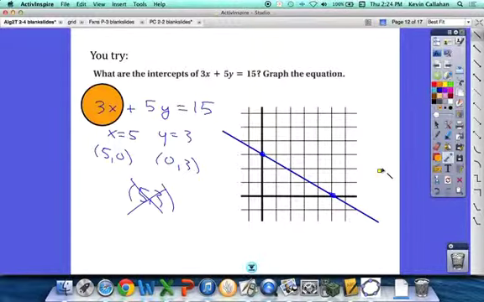So again, the whole reason that we learn standard form is for this method of graphing. That's why we learn it. Cover up one, cover up the other. Plot your intercepts, graph.